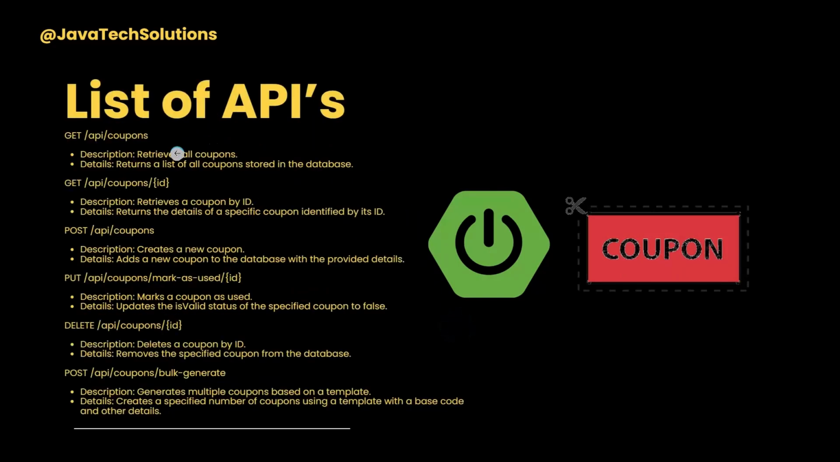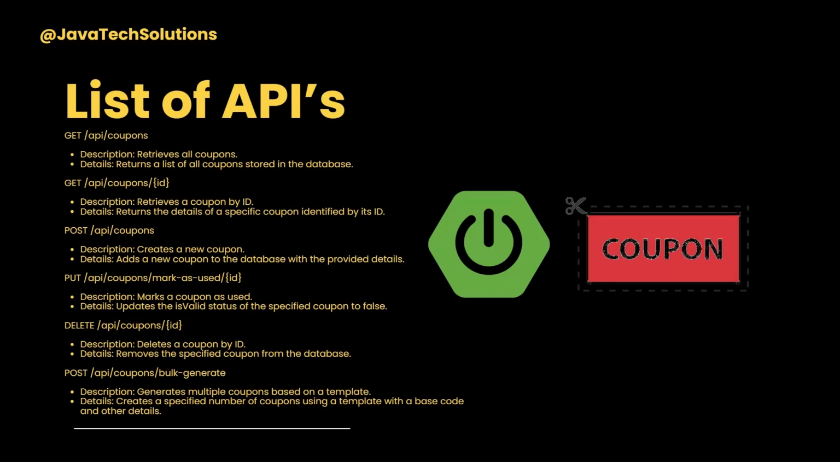With that, if we talk about the backend application, I'm going to create multiple APIs. One is the coupons API, which retrieves all the coupons. It returns a list of all coupons stored in the database. The second one gets the coupon details by ID. We can also create a new coupon from the UI.